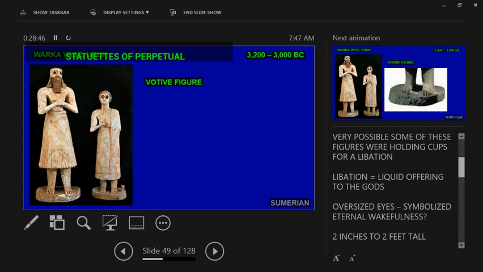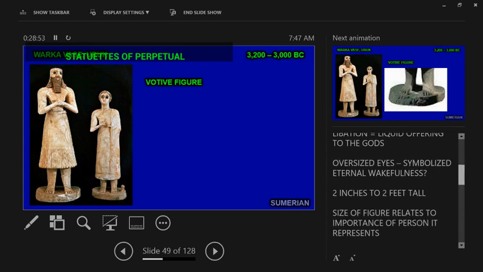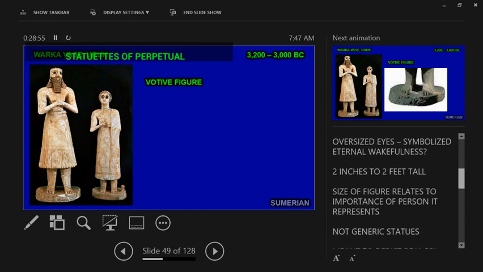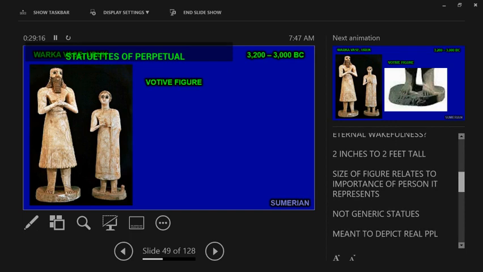Now, what part of the anatomy do you think is weird about them? Yes, the eyes. Why are the eyes so big? All right, the eyes are big because it symbolizes eternal wakefulness. They are waiting for the gods. They are looking over the gods. They are protecting the gods, and they are watching the gods, and they are responding to the gods. So they have to be eternally awake.